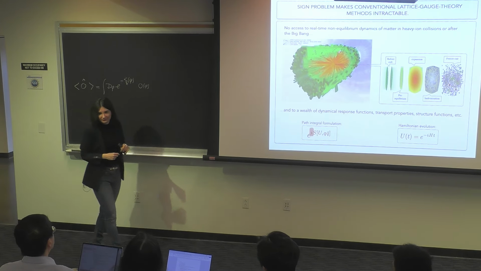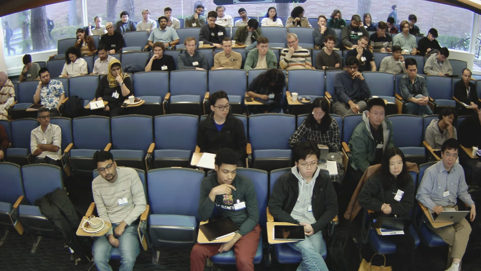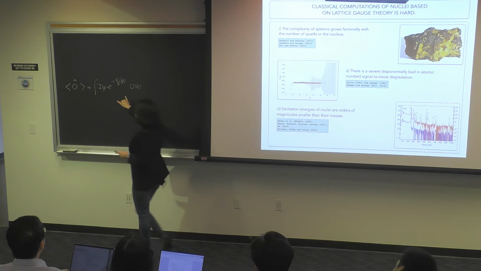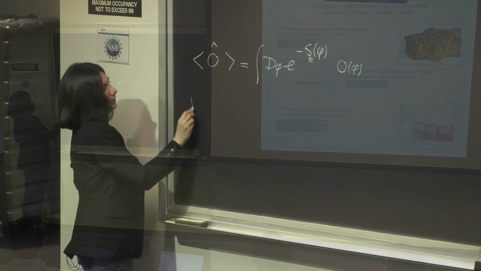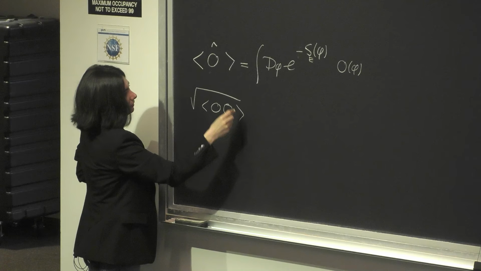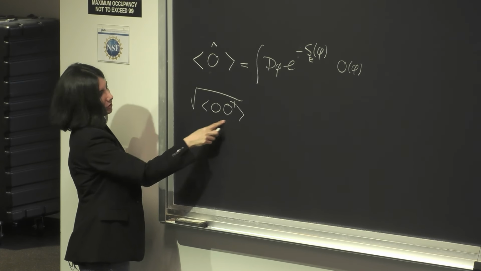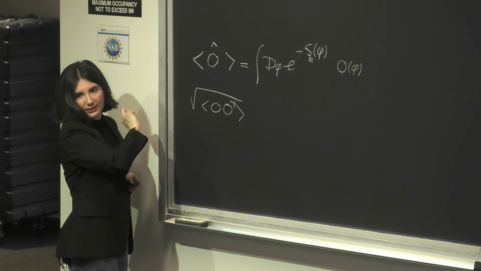Yes. In your previous slides, you talk about the signal to noise ratio. What is noise in this context? The noise in this context is, again, you have this correlation function over here. And then the noise correlation function would be something like O O dagger, okay? So something like this. So the variance as opposed to the signal itself.